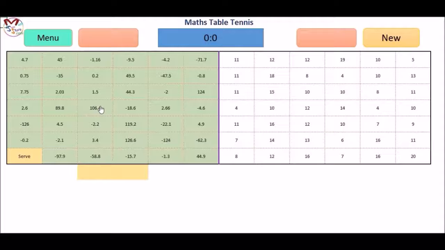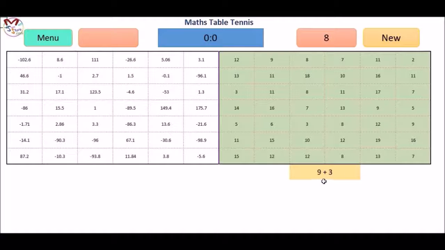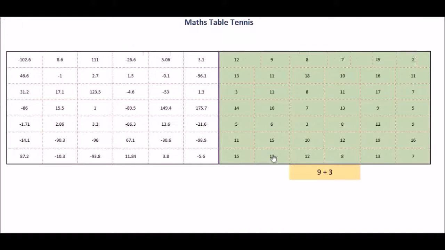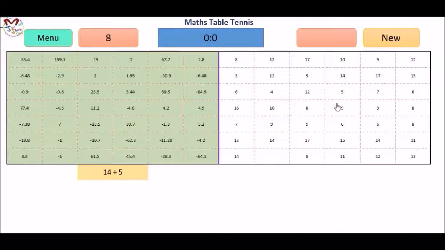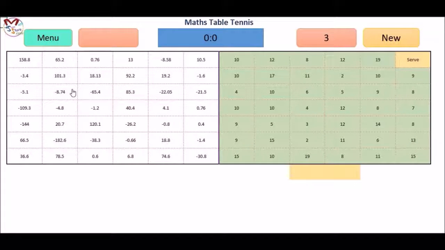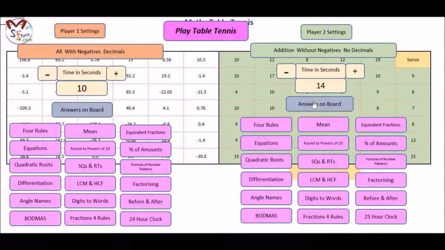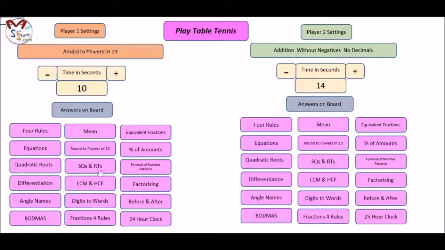Now player 1 serves. We see here there's decimals, there's negative numbers, but player 2 is very easy. 2 plus 3 is 12. So a grade 6 student or year 7 student can play against year 11 or grade 10. 14 divided by 5, that will become a decimal and is more difficult. So we can change all that.